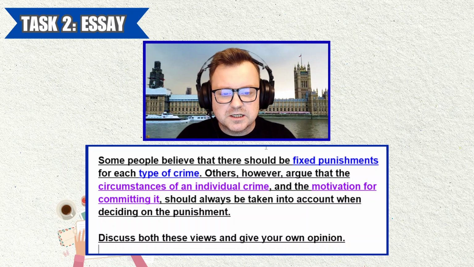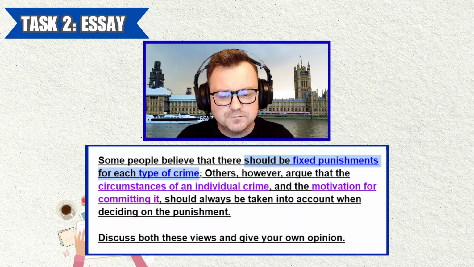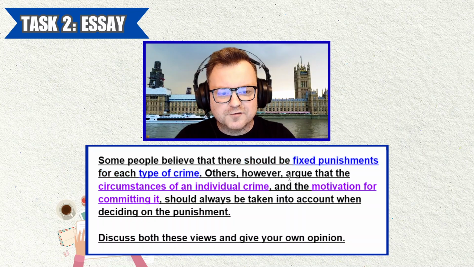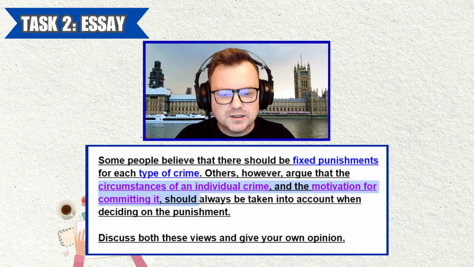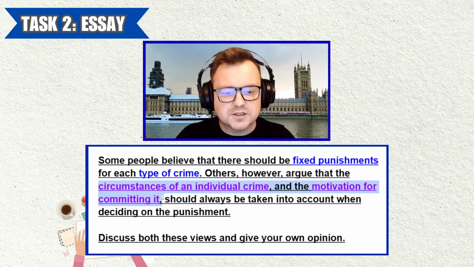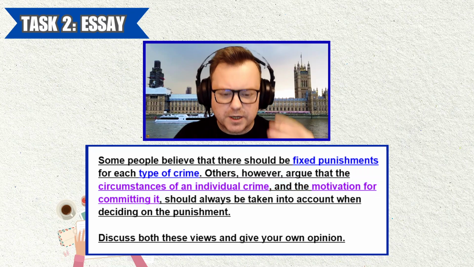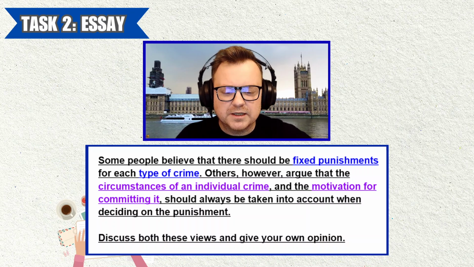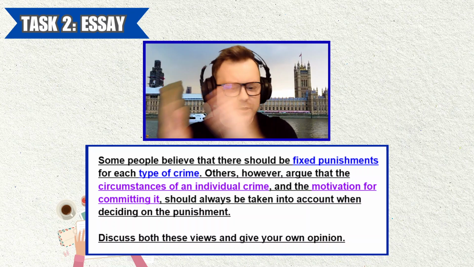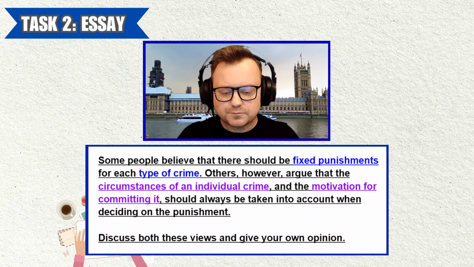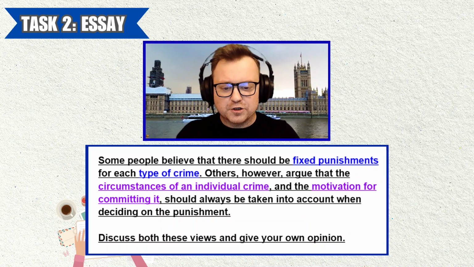Then quite easy, body paragraph 1 would be reasons why some people think fixed punishments are better. Body paragraph 2, reasons why some people believe circumstances and motivation should be considered. And then in the conclusion, this is where you can summarize the ideas quickly and give your own opinion and explain why you are convinced by one side, not the other side. Okay, so 4 paragraphs, very straightforward.